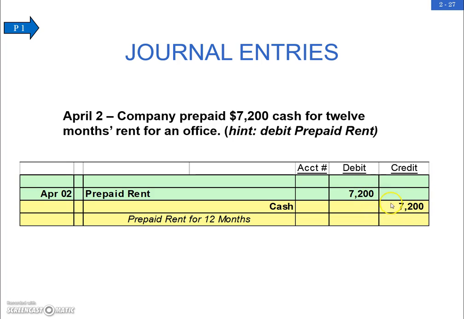Real simple on this one because there were only 2 accounts involved, but remember, there can be more than 2 anytime. Of course, we've got our date here and a little description of what that is. Remember, the description I won't grade you on, but you do need to write something in there and be as accurate and brief as possible.